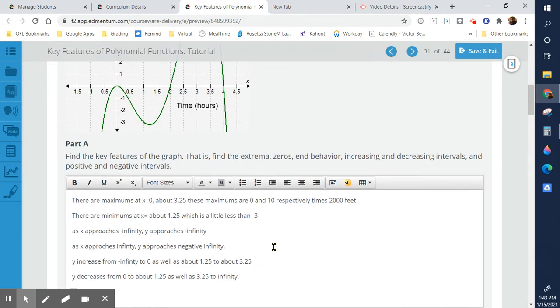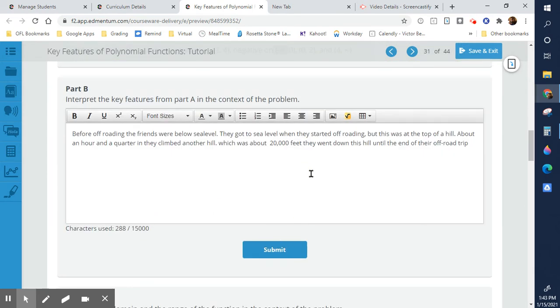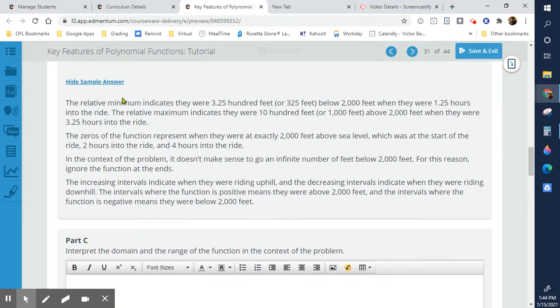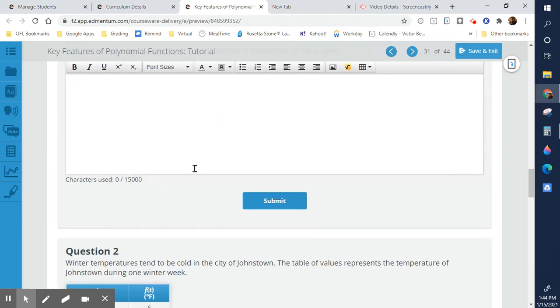I forgot to mention how long it took them to get to the top. So they climb another hill, which was about 100 feet for about 2 hours. So they're climbing it for about 2 hours. Then they went down the hill for that long. So I know it's a run-on sentence, but it describes it really well. And they get really specific with what's happening. I just want you to kind of just write about it.